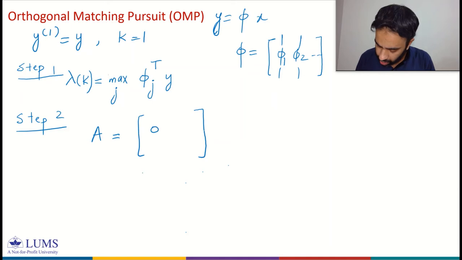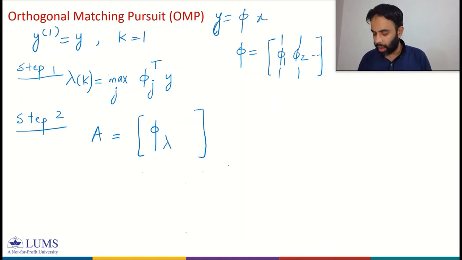So we say we have phi, and in the subscript I write lambda. If lambda is a scalar, A would contain one vector. If lambda is a vector, say of size p, then A would contain p columns of phi, and the best p columns of phi. So that's how we construct this matrix A.